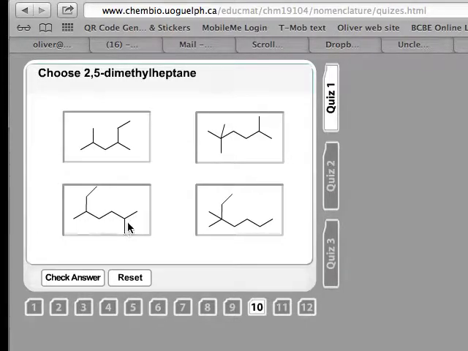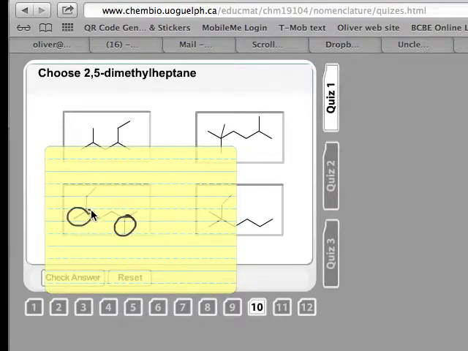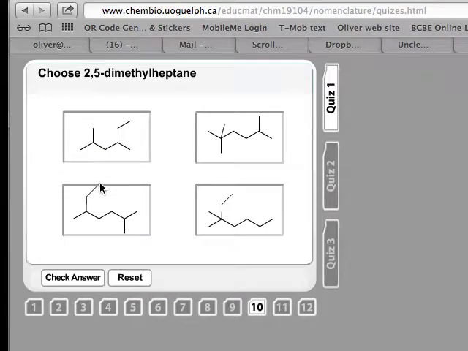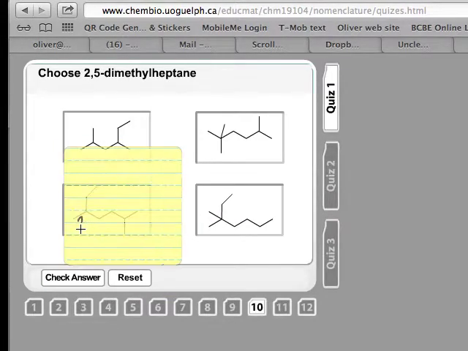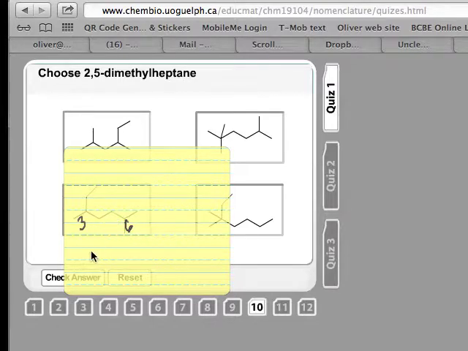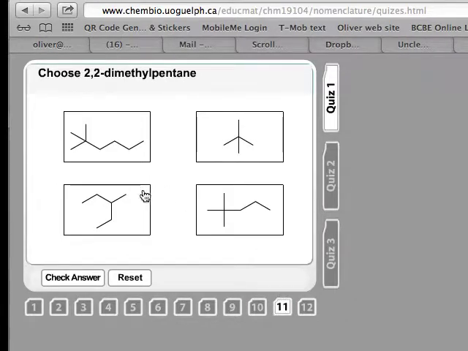Let's start counting from the opposite end. 1, 2, 3, 4, 5, 6, 7. A 7 carbon chain with a methyl group at 2 and 5, which is a better name than starting at this end, where these two substituents would be 3 and 6. So let me reset. This is my answer. Yay! 2 more.